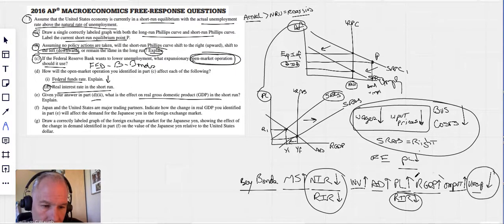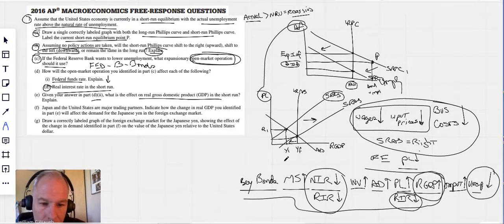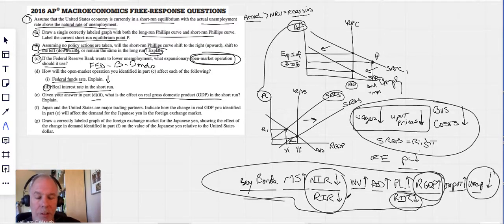Now, we've already really answered that. Real GDP is going to increase, and we just need all of this information to explain it, right? Really, you would say buying bonds increases the money supply, lowers nominal interest rates, increases investment, aggregate demand, and therefore real GDP.